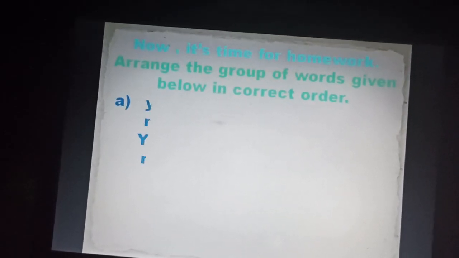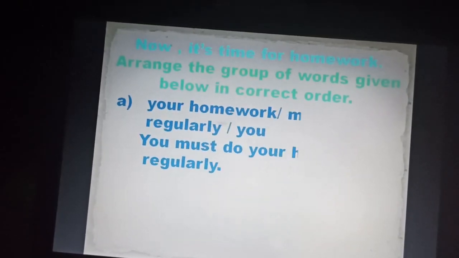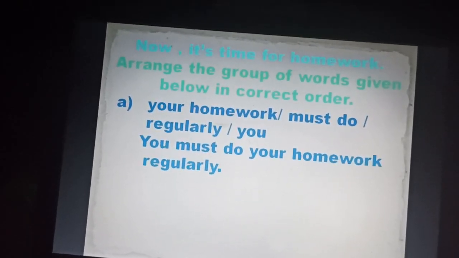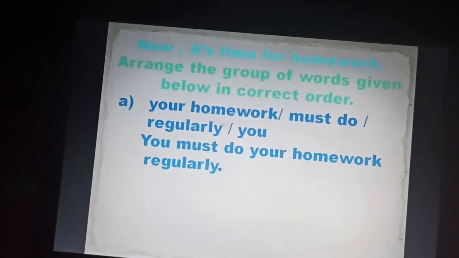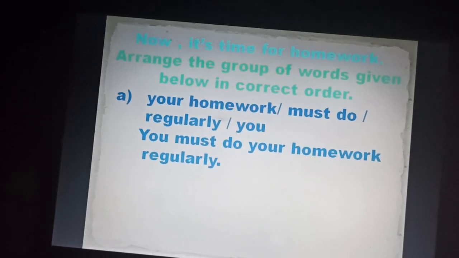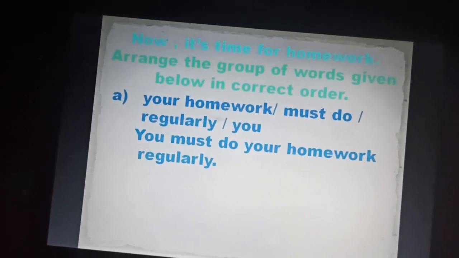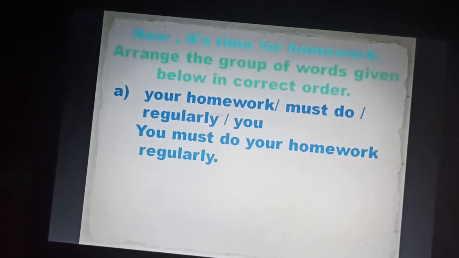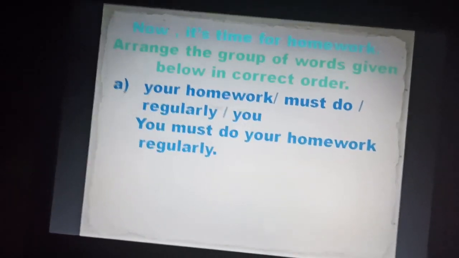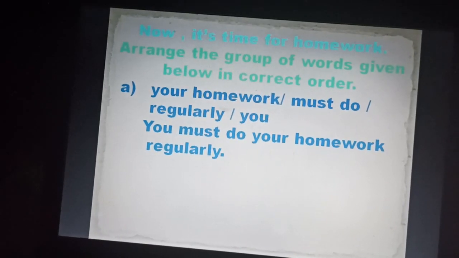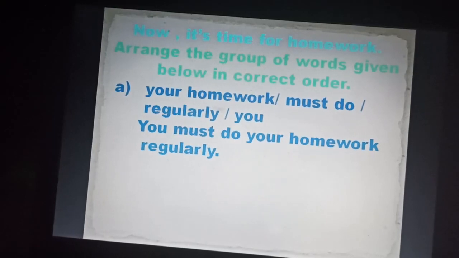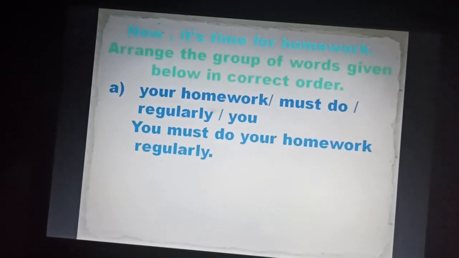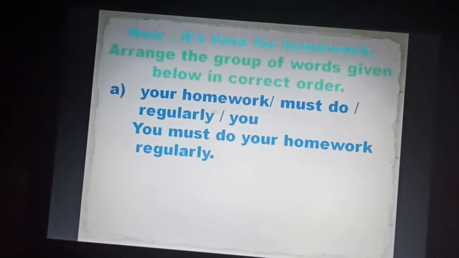Your homework is to arrange the group of words given below in correct order. Your first group of words is here: "Your work must do regularly. You." The first one I am doing for you so that you are able to do the other ones. The sentence is: You must do your homework regularly. Over here I kept in mind that my first alphabet should be capital, and in the end I put a punctuation mark, that is a full stop.